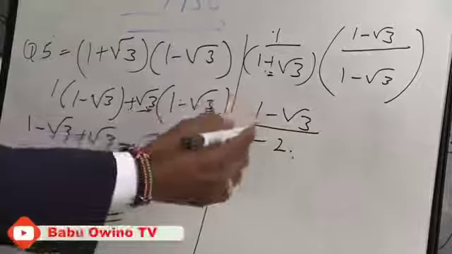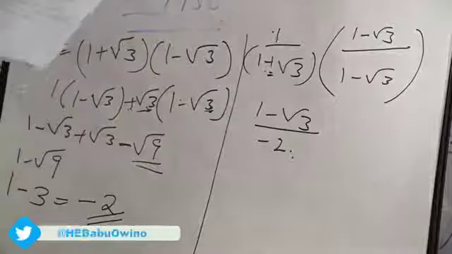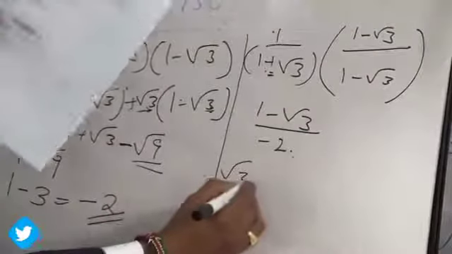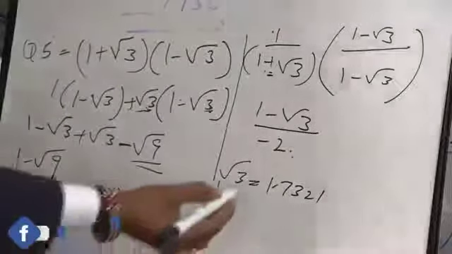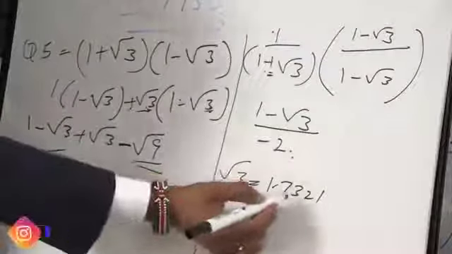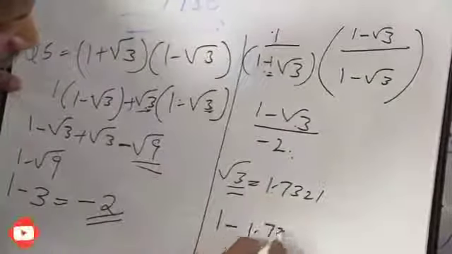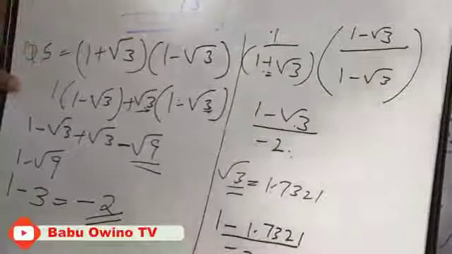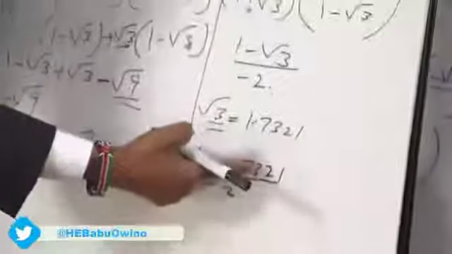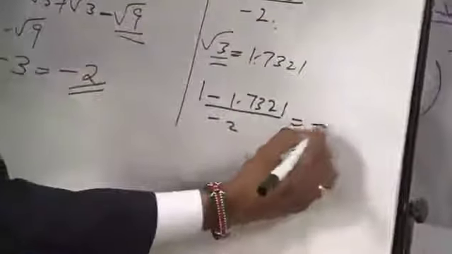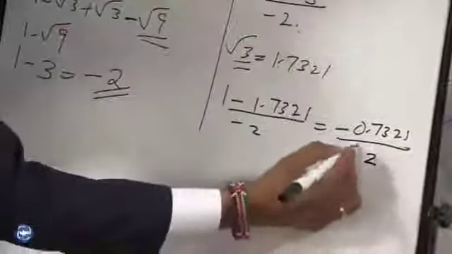Hence evaluate to 3 significant figures. We've also been given that root 3 equals 1.7321. So where there is root 3, you replace it with 1.7321. So 1 minus root 3 is 1 minus 1.7321, divided by minus 2. Solve the numerator alone: 1 minus 1.7321, you get minus 0.7321. Divide by minus 2. This goes with that.